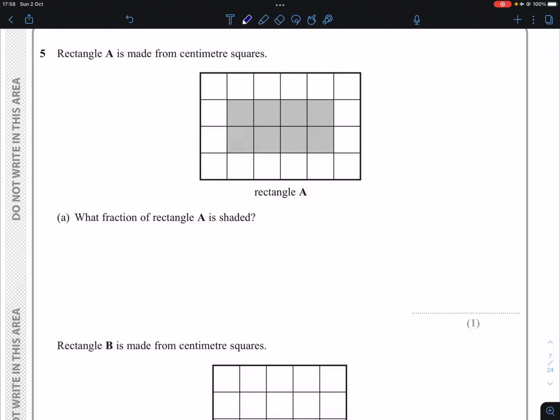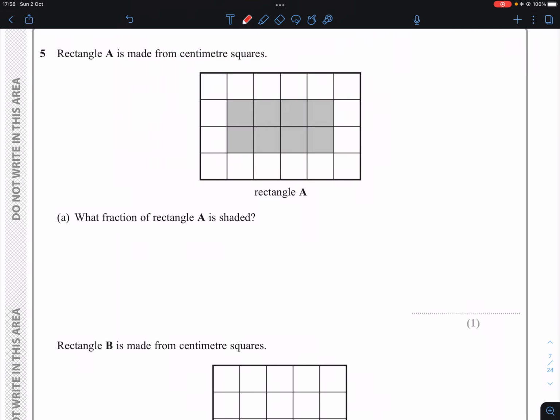Question 5. Rectangle A is made from centimeter squares. So that means that each of these squares is 1 centimeter long. You don't need to write it in. It's implied from this statement here. Part A. What fraction of rectangle A is shaded?